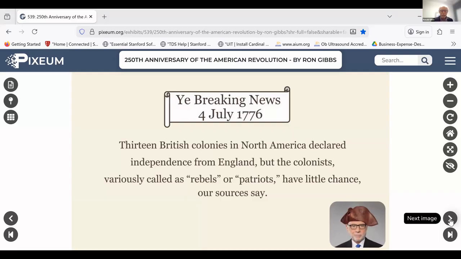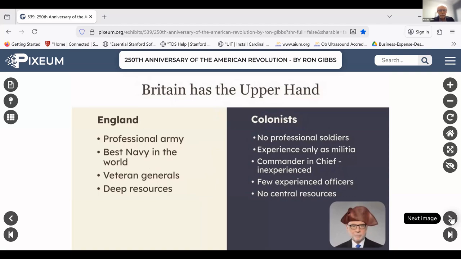England had a large professional army. It had undoubtedly the best navy in the world. They had veteran generals who were successful in wars on the continent and in North America just 10 years before, and they had deep resources.